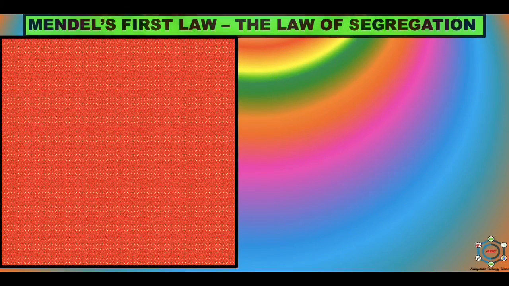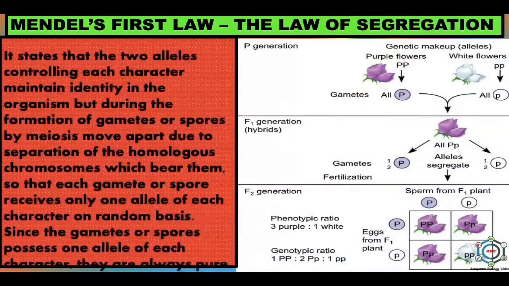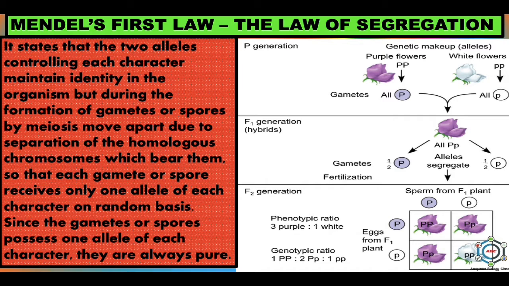Now, Mendel's first law, that is the law of segregation. Here it states that the two alleles controlling each character maintain identity in the organism but during the formation of gametes or spores by meiosis move apart due to separation of the homologous chromosomes which bear them, so that each gamete or spore receives only one allele of each character on a random basis.